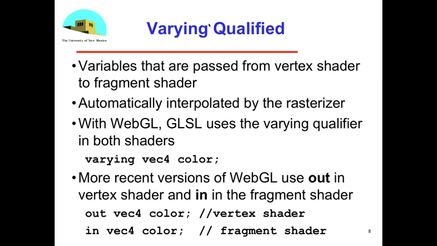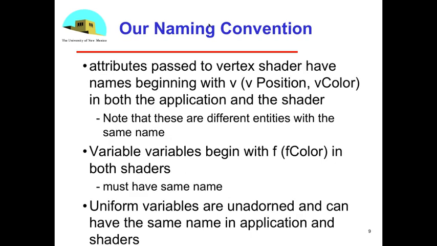Now, if we think of things like color, we have color potentially in the application, we have color in the vertex shader, and we have color in the fragment shader. We really need some sort of naming convention so we don't confuse all these things. So we've adopted the following one. Having thought about this for a long time and tried various things, there's no system that's perfect, but let me give you the system that we've decided to use in the book, and try it. If you don't like it, you can certainly use your own naming convention.